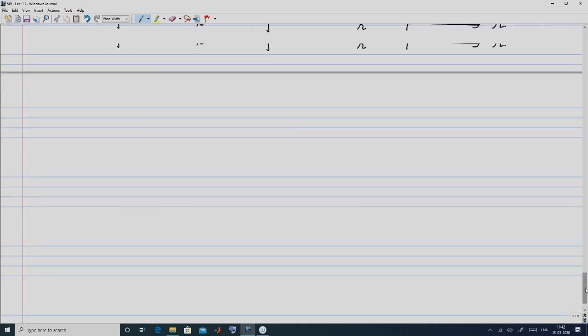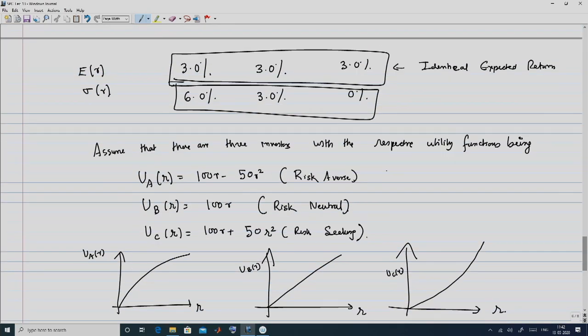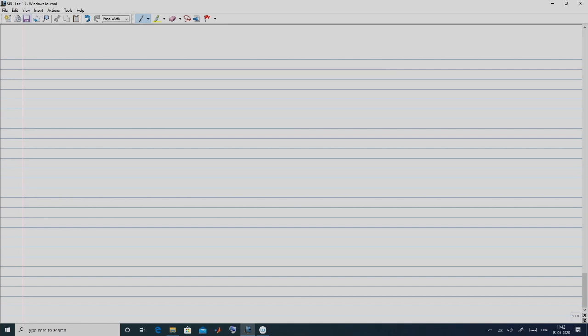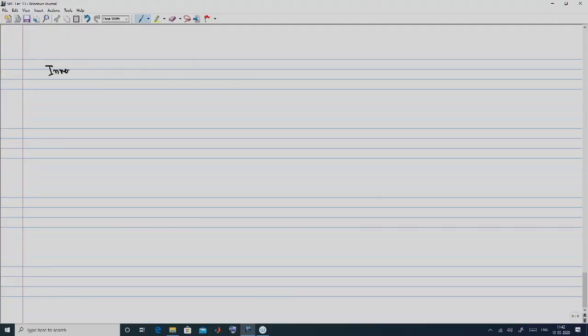Okay, so what we do now is we let the returns for the three assets be R1, R2 and R3. Now, let us look case by case at the expected utility of each of those investors. So, first of all, we will talk about investor A.